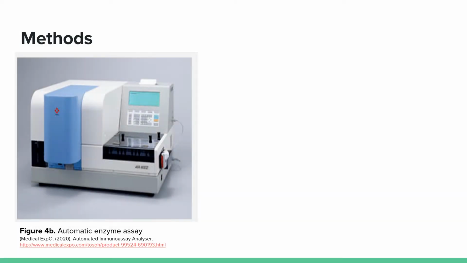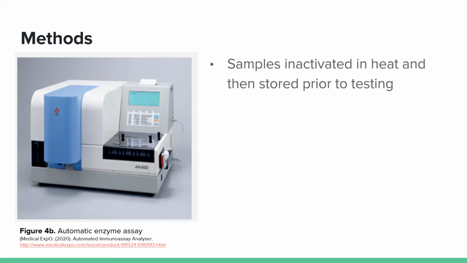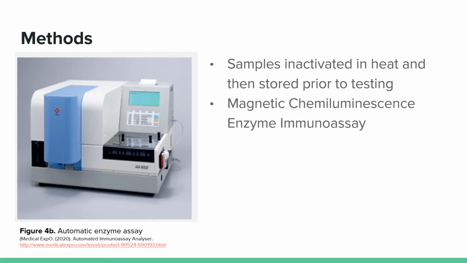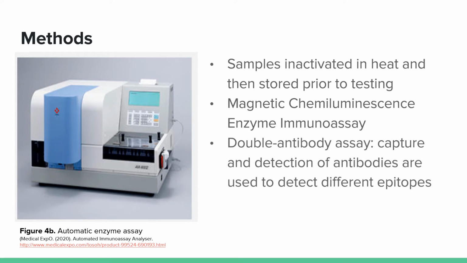Analyses of IgG and IgM levels against COVID-19 were performed on patient samples that were inactivated at 56 degrees for 30 minutes and stored at -20 degrees Celsius before the commencement of testing. These samples were tested using a magnetic chemiluminescence enzyme immunoassay, which was developed based on a double antibody sandwich immunoassay. In a double antibody assay, a capture and detection antibody are used to detect different epitopes. The capture antibody binds to the antigen, and the detection antibody binds to the capture antibody.